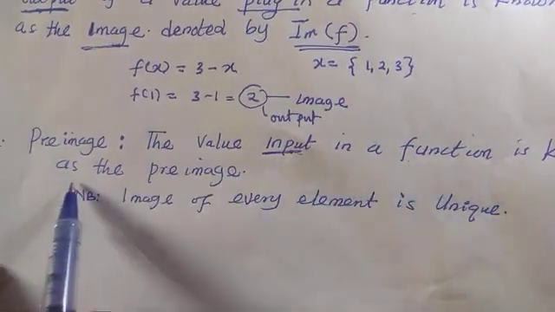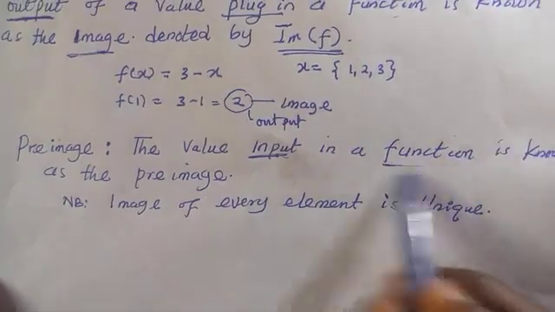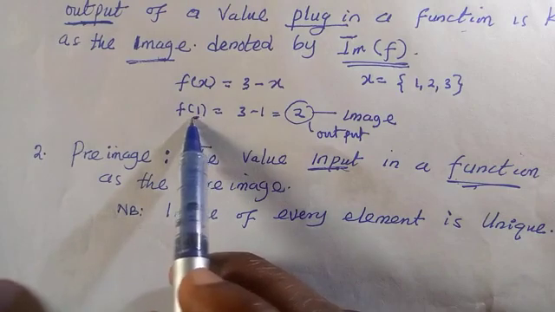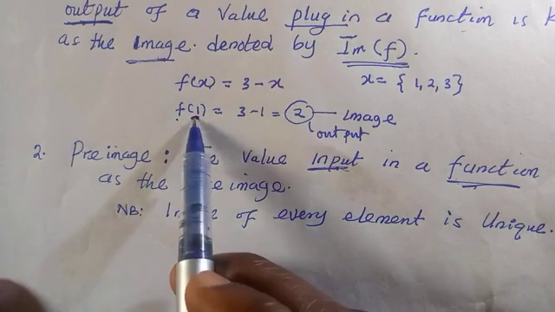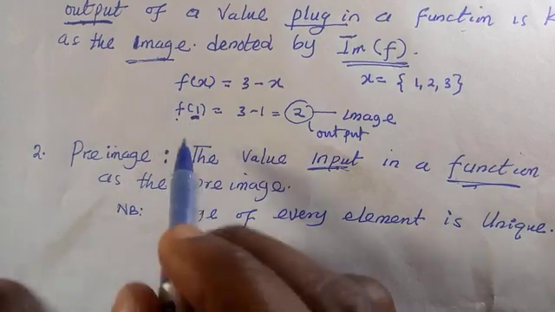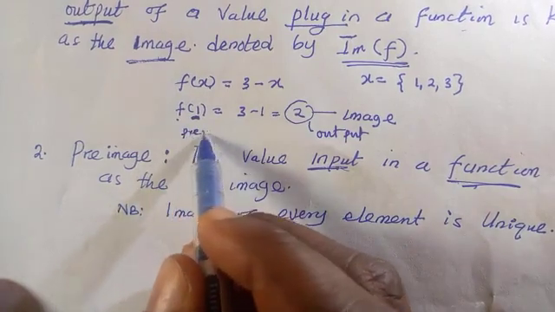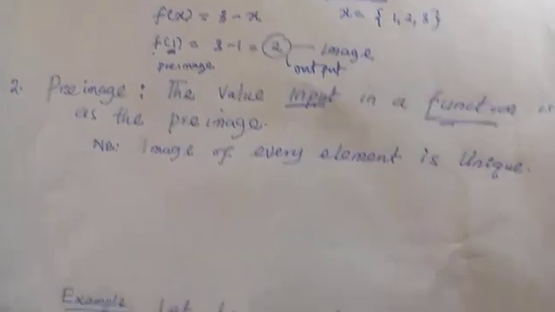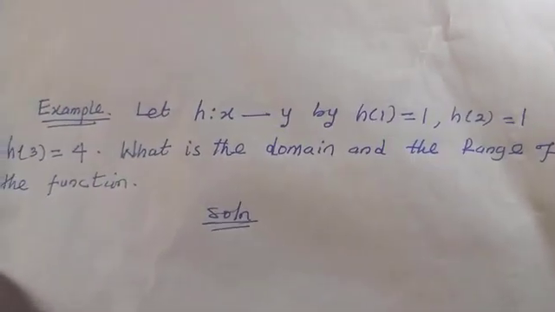The pre-image is the input values of a function. From the example above, we have 1. This 1 is the input, which gives out 2. So this 1 is the pre-image. We have 1 as the pre-image. 2 is the image, that is input and output. So input is the pre-image, output is the image.